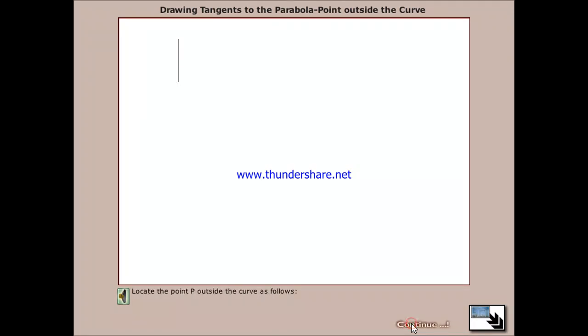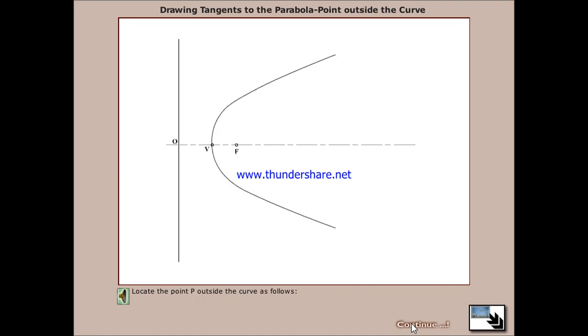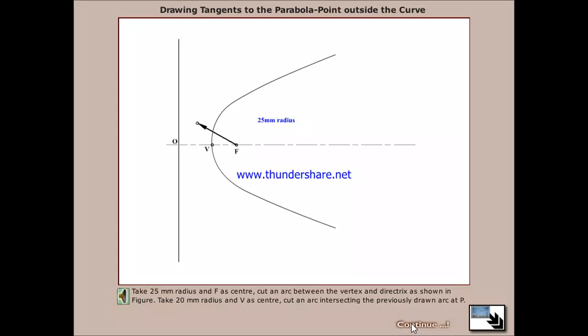Once again, locate the point P outside the curve as follows. Take 25 millimeters radius and S as center, cut an arc between the vertex and directrix as shown in figure. Take 20 millimeter radius and V as center, cut an arc intersecting the previously drawn arc at P.